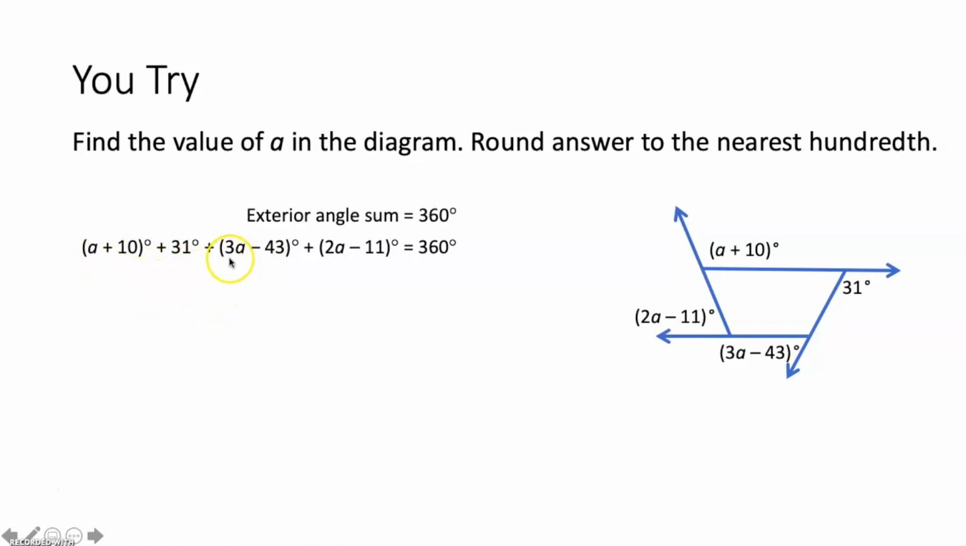So a plus 3a plus 2a is going to give me 6a. 10 plus 31 minus 43 minus 11 is going to give me negative 13. I then solve for a by adding 13 to both sides and dividing both sides by 6, and I get a is equal to 62.17. Again, rounding to the nearest hundredth.